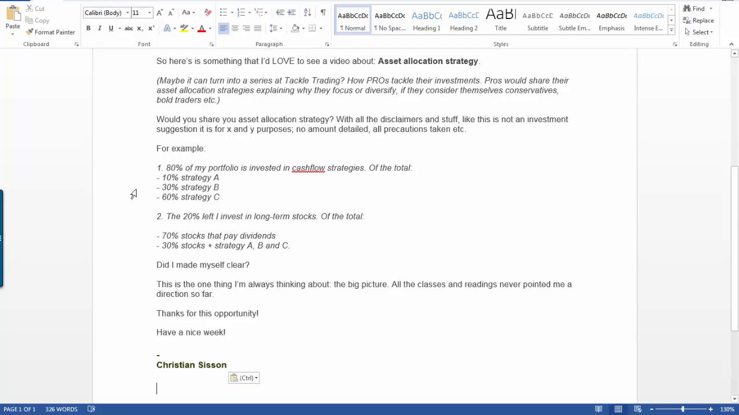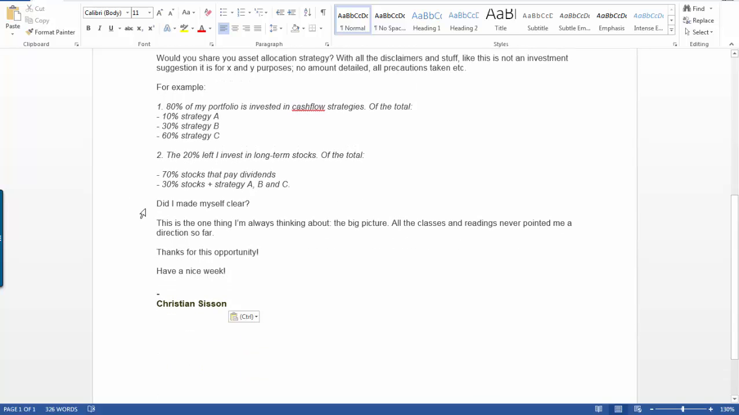Maybe it can turn into a series at Tackle Trading, and Christian, I do think it probably can. How pros tackle their investment. Pros would share their asset allocation strategies, explaining why they focus or diversify, if they consider themselves conservative, bold, etc. Would you share your asset allocation strategy with all the disclaimers and stuff? For example, 80% of my portfolio in this, cash flow, or 20% left in other stuff. So he's asking for some clarity there, like 10% of this or 30% of this, and so on and so forth. 70% that paid dividends. Did I make myself clear?